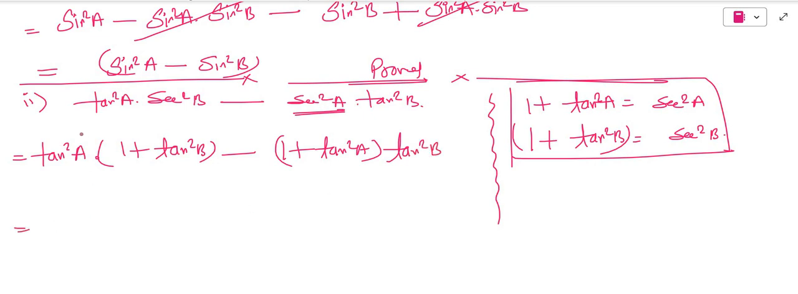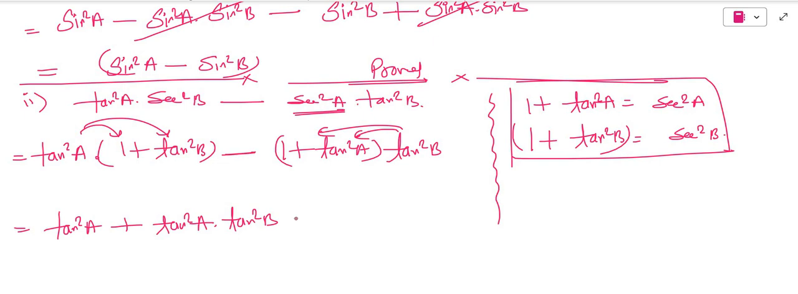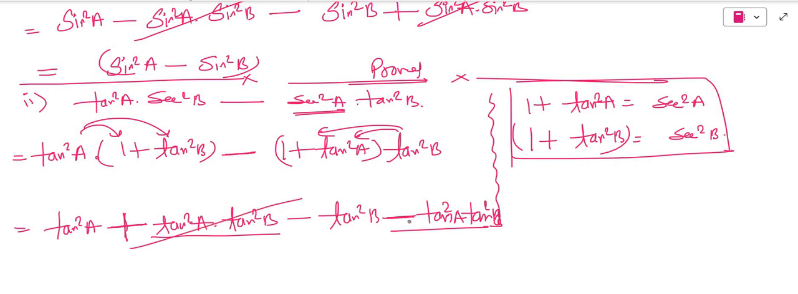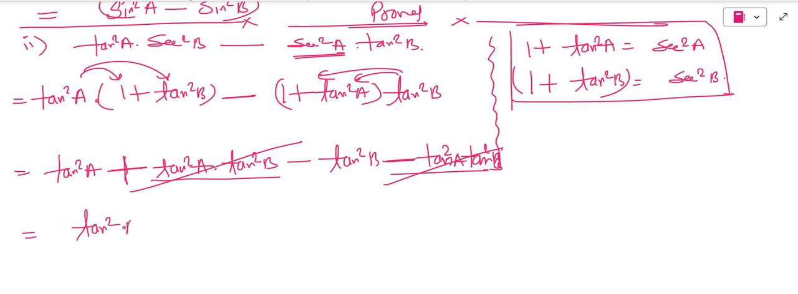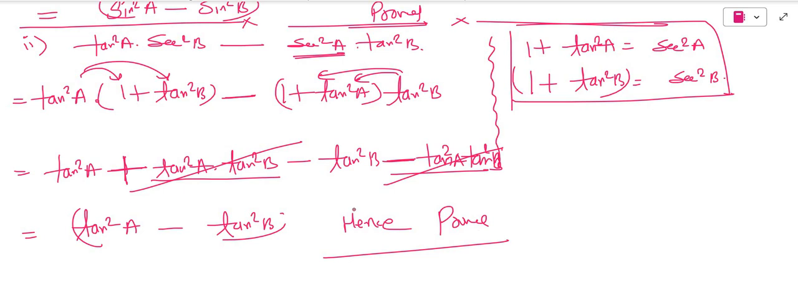Okay? Now we can multiply this inside. So what will this become? tan square A plus tan square A tan square B. Now this is multiplied inside. The minus is in front, so it will be minus tan square B minus tan square A tan square B. Correct? So see, this and this are the same, one is plus, one is minus, right? So these two cancel and what is left over is tan square A minus tan square B. This is what you had to prove. So this is hence proved. Okay, next example.